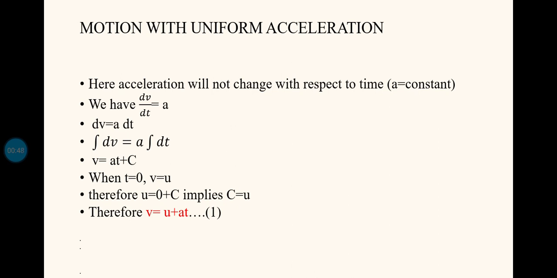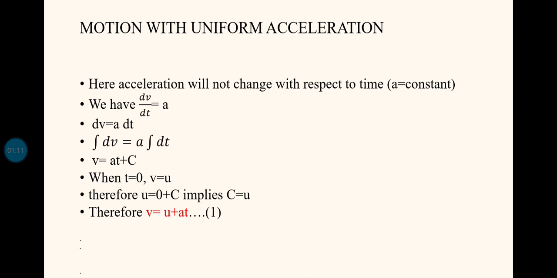Now we can write it as dv equal to a dt, and on integrating, integral dv is equal to a into integral dt. Integral dv is nothing but the velocity v, and a is constant that we can take outside the integral. Therefore after integration we will get v is equal to at plus c, where c is the constant of integration.